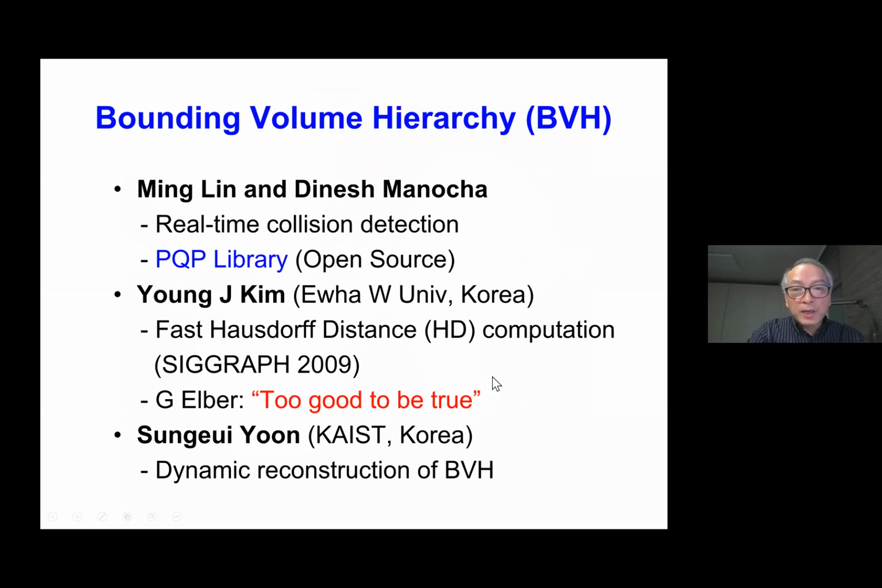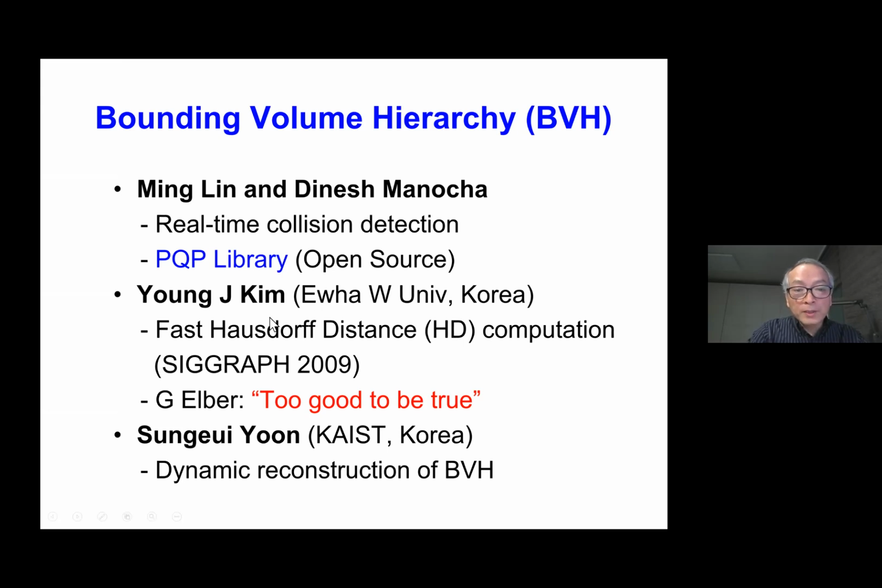Conventionally, bounding volume hierarchy was used for polygonal models. Ming Lin and Dinesh Manocha have done a lot of work on BVH-based research for real-time collision detection, distance computation, and rendering. Public library with open source to the general public.